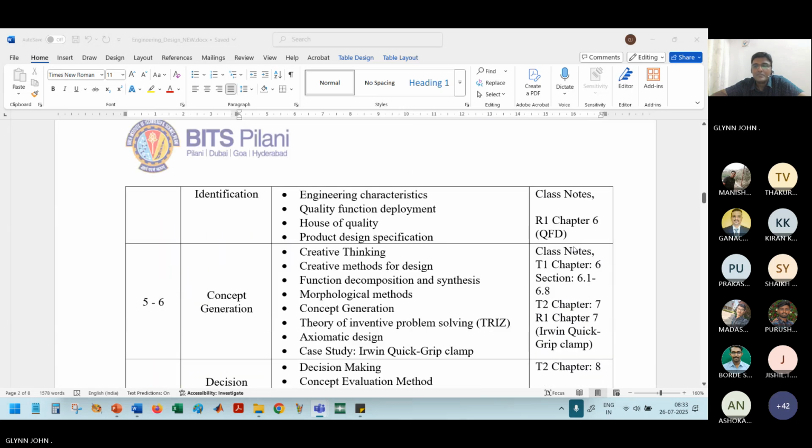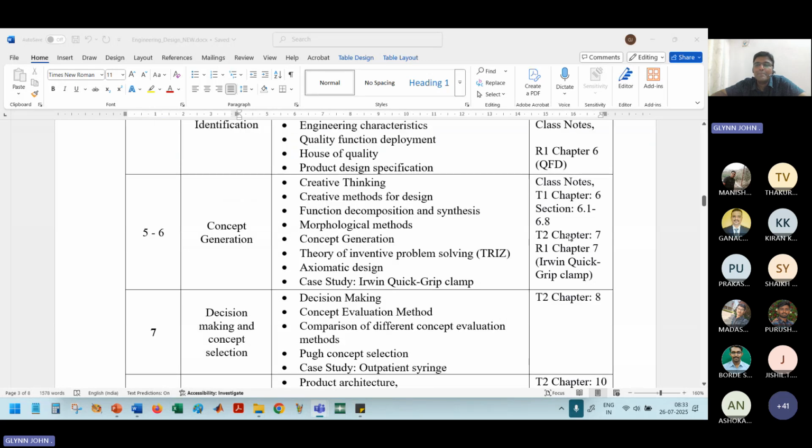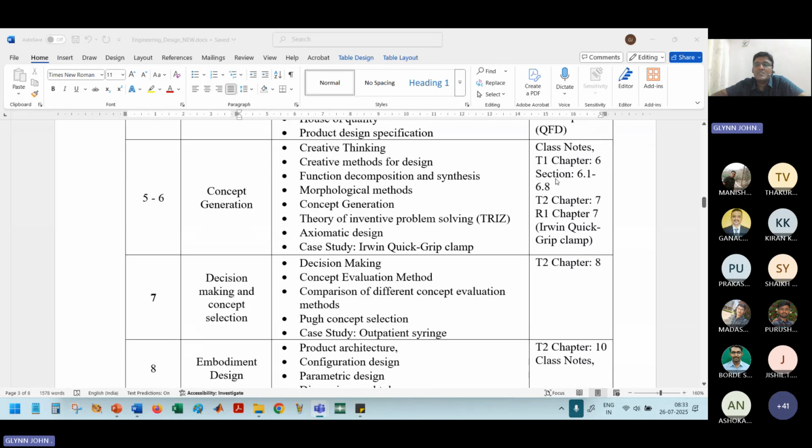Now for QFD, this is one particular topic, for that, reference book 1, chapter 6 is good. Like that, I've mentioned what textbook for what topic. Everything is there on the rightmost column, so you can just look at that.